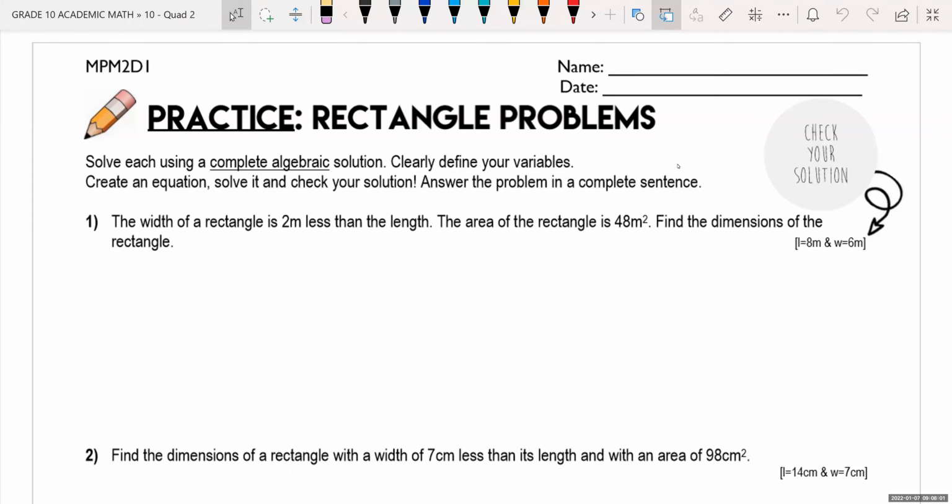It says the width of a rectangle is 2 meters less than the length. The area of the rectangle is 48 meters squared.